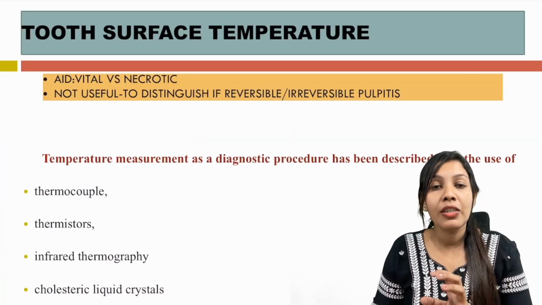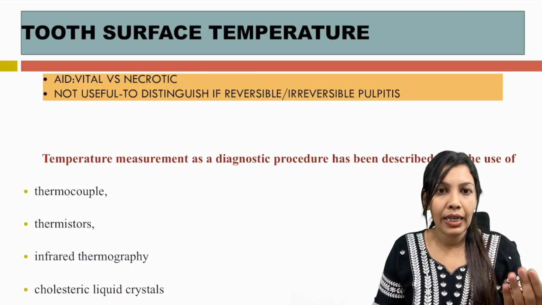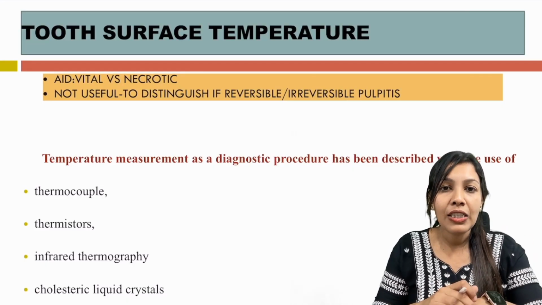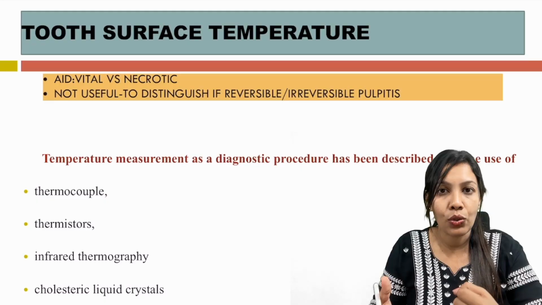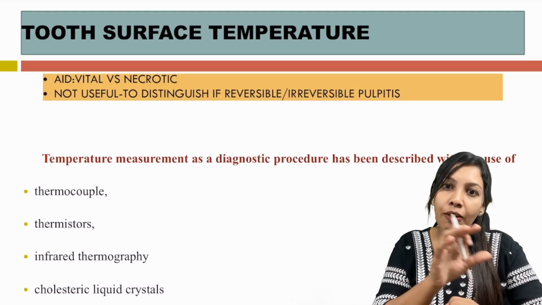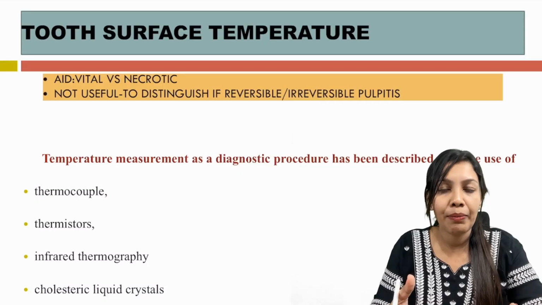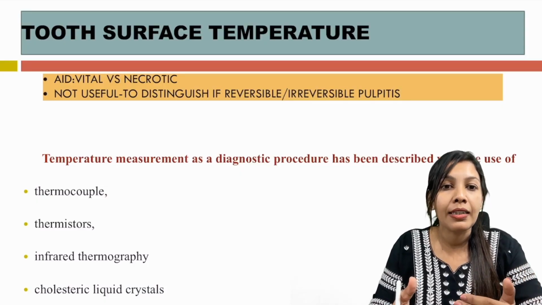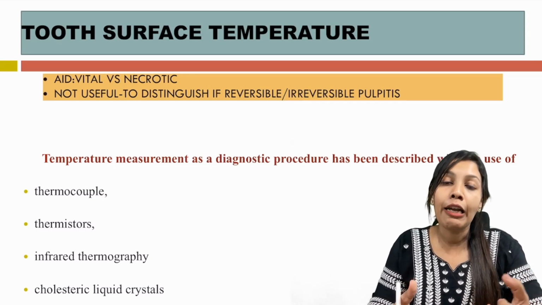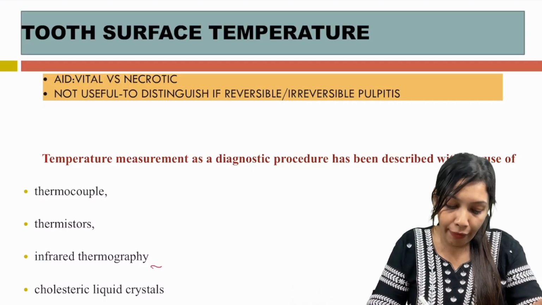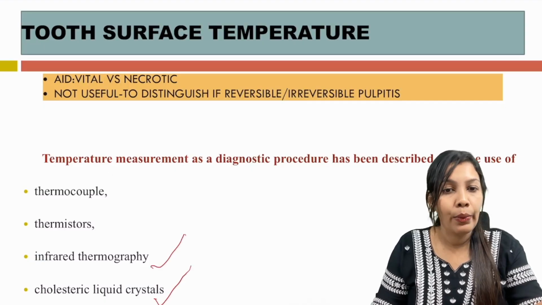Next is tooth surface temperature. This is the method by which the surface temperature of the tooth is different in a vital and a non-vital tooth. Based on that range, they will be comparing the tooth surface temperature. There are four important methods: the thermocouple method, thermistors method, infrared thermography method, and cholesteric liquid crystals.